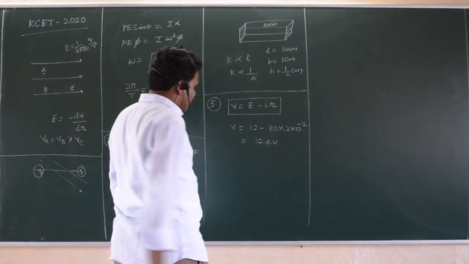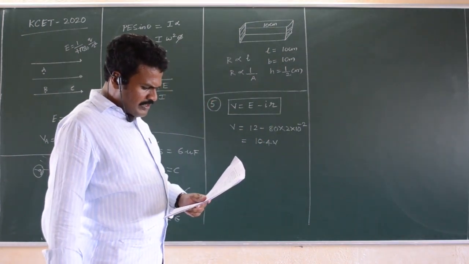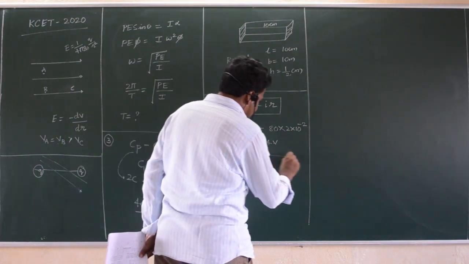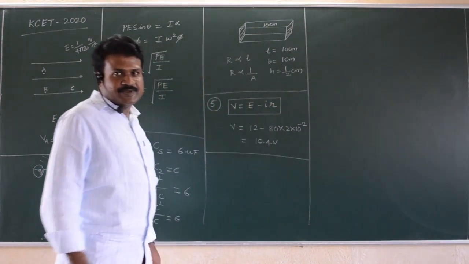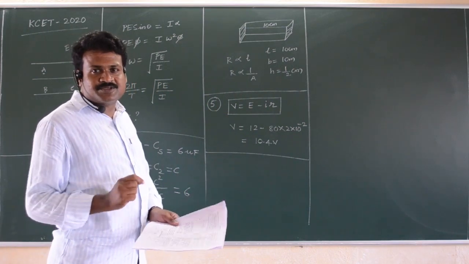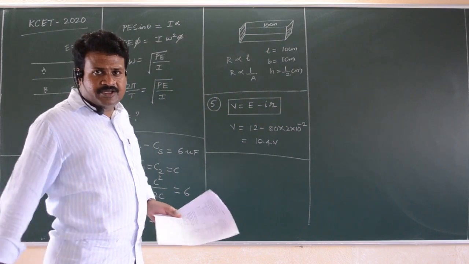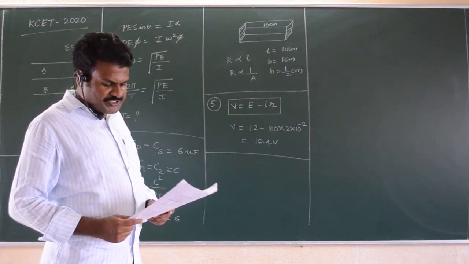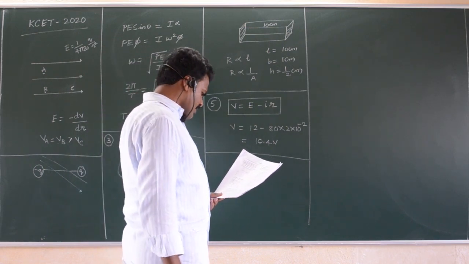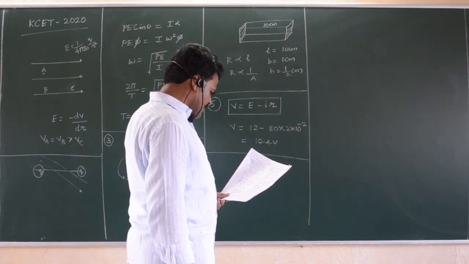This is the answer. Next, when a soap bubble is charged, its radius increases because of repulsion between the molecules. This is there in our textbook also in first year. So surface tension.